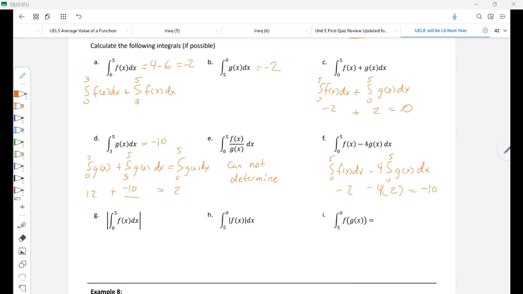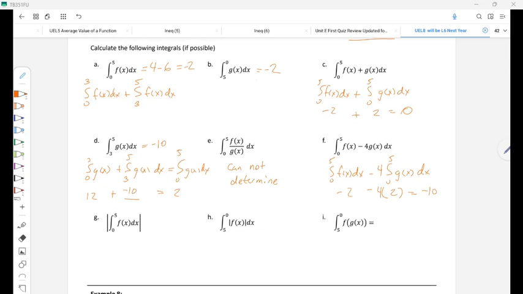I think the next two examples are good ones because they're conceptual. You have to understand what's going on. Letter G says evaluate an integral and then take its absolute value. Is there ever going to be a time where I say take its absolute value and that's not going to work? No, right? This is totally doable. The absolute value of an integral is just the positive version of that integral. So we've already solved this one. This is the absolute value of -2, so 2.